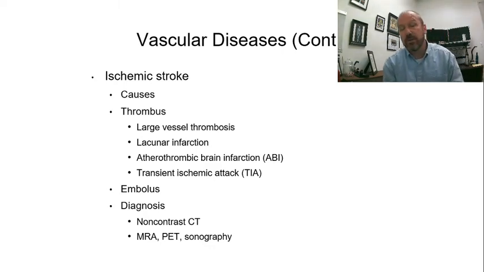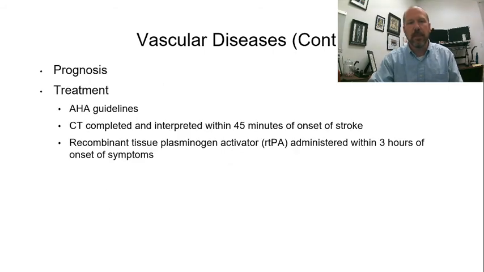Diagnosis is typically a non-contrast CT. The stroke protocol currently at our healthcare facility is non-contrast CT followed up by a CTA, and I think even diffusion-weighted imaging. MRI, MRA, PET or sonography may be used as well, but generally we prefer CT just because we want to get a diagnosis as quickly as possible.